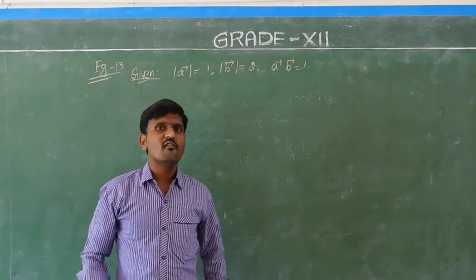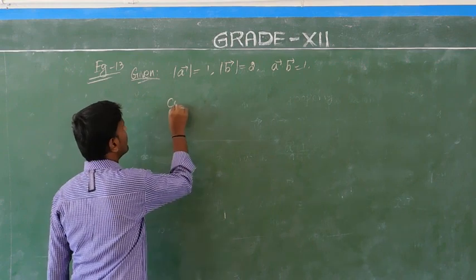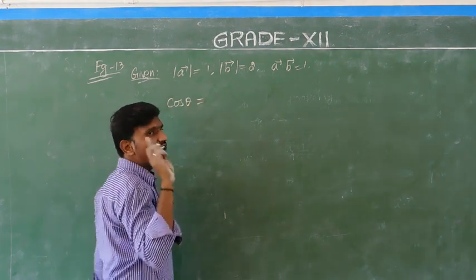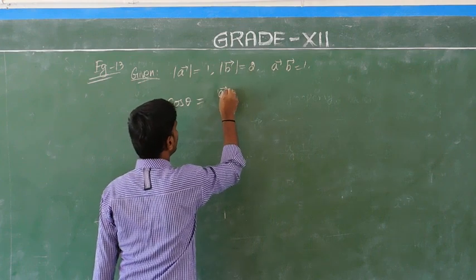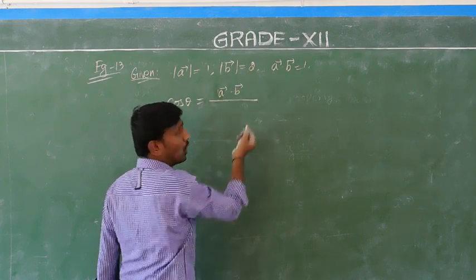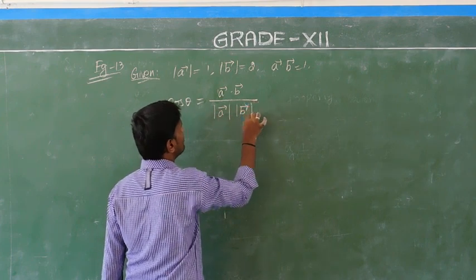Now what are they asking? Find the angle between the two vectors. How to find? Do you know the formula? Yes. What is the formula? Cos theta is equal to a vector dot b vector whole divided by modulus of a into modulus of b.